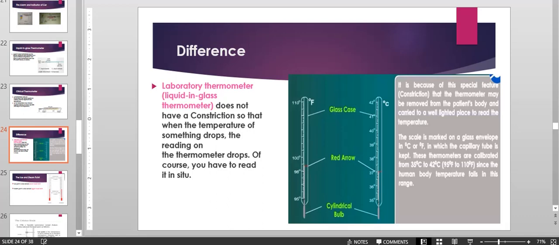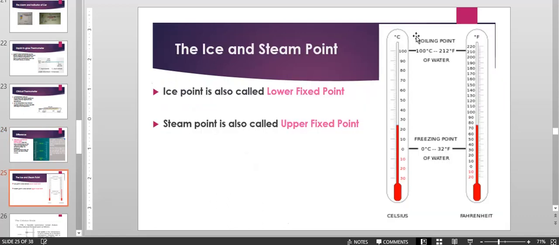Let's move on to our next topic, that is about the ice and the steam point. The ice point is also called the lower fixed point, and the steam point is also known as the upper fixed point. As you can see here in the diagram as well, one thermometer is in degrees Celsius and the other is giving a reading in degrees Fahrenheit.